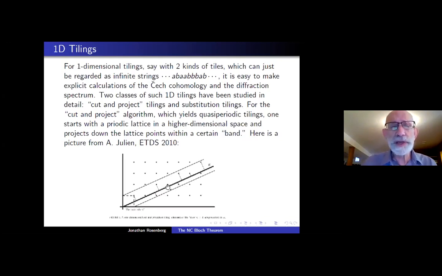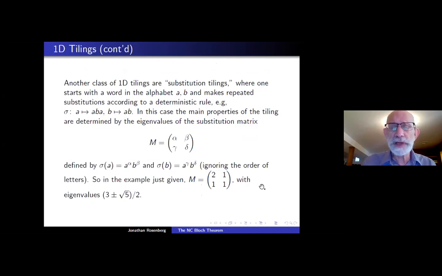So that's one kind, and then there's a recipe for translating that distribution of points into a tiling. That's a sort of cut and paste situation. Another kind of tiling are substitution tilings, where you start with a word in your alphabet and you make repeated substitutions according to some rule. For example, every time you see an A, you replace it by ABA. Every time you see a B, you replace it by AB. Then you do this again, and again, and again, etc.